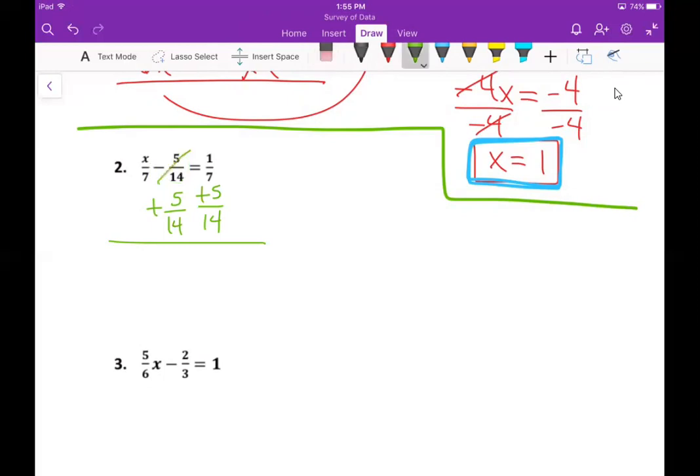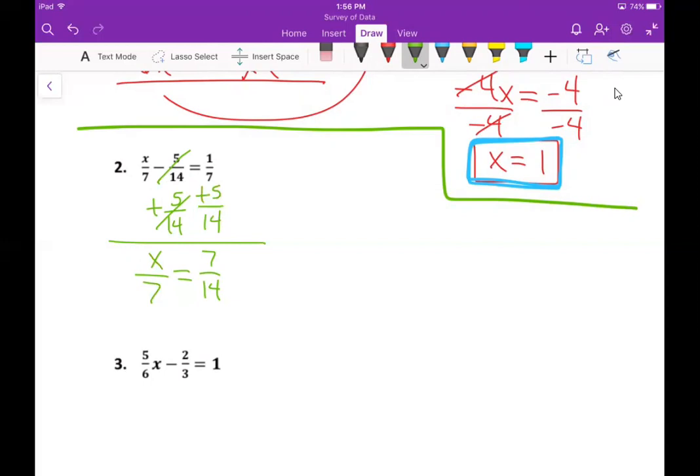That will make this 0. We'll have x divided by 7 left on our left-hand side, and that will equal whatever 1/7 plus 5/14 is. You can think of 1/7 as 2/14, right? So 2/14 plus 5/14 will give you 7/14. You could go ahead and simplify that right now, or you can just wait until the end to simplify your final answer. That's what I like to do.